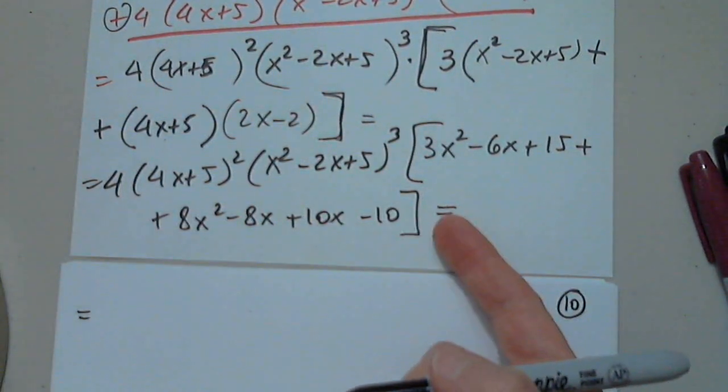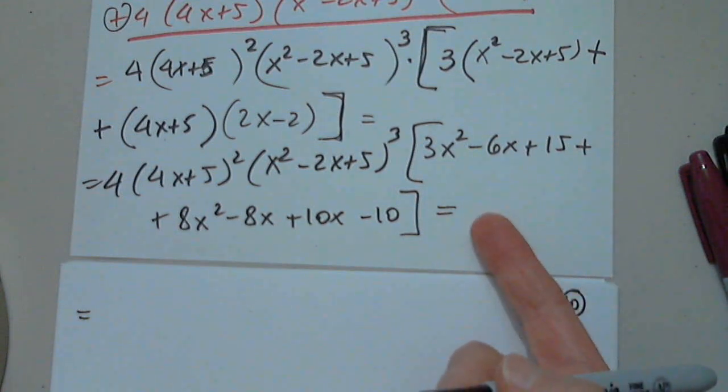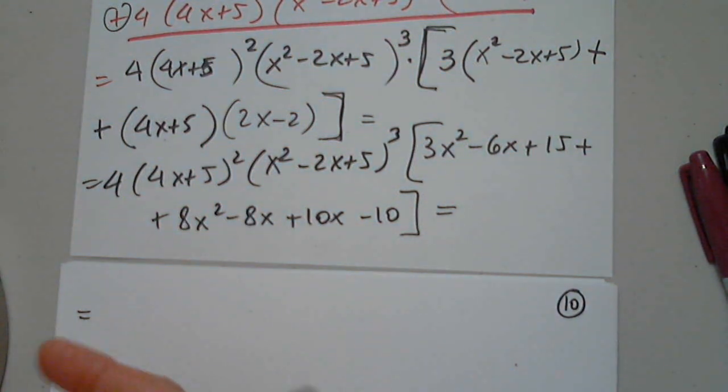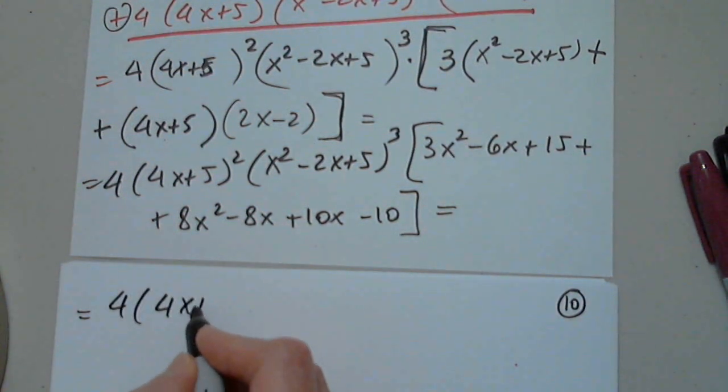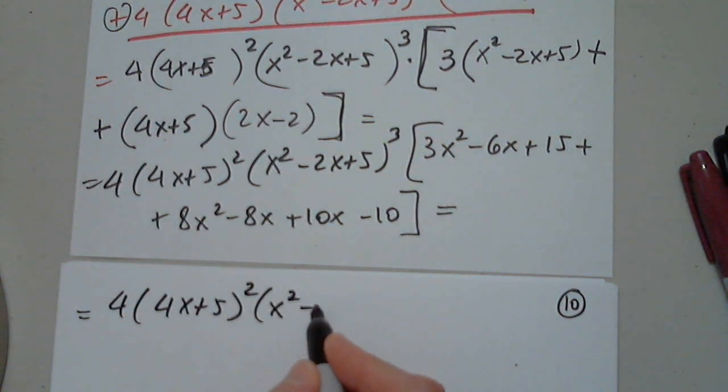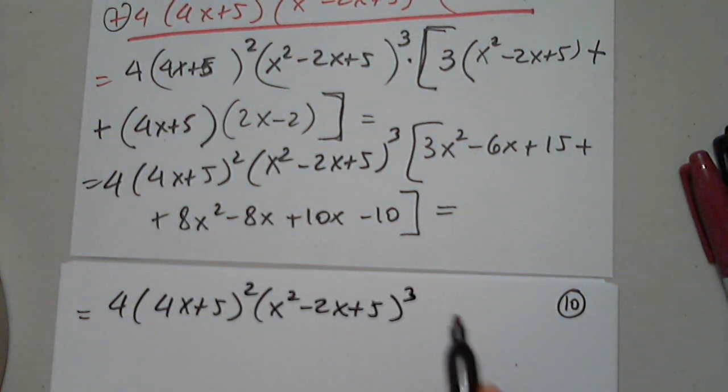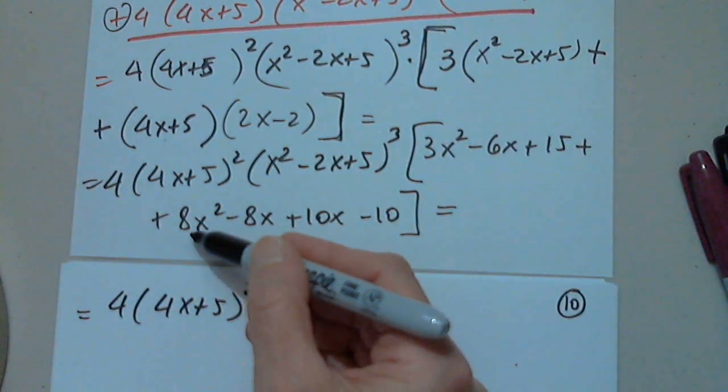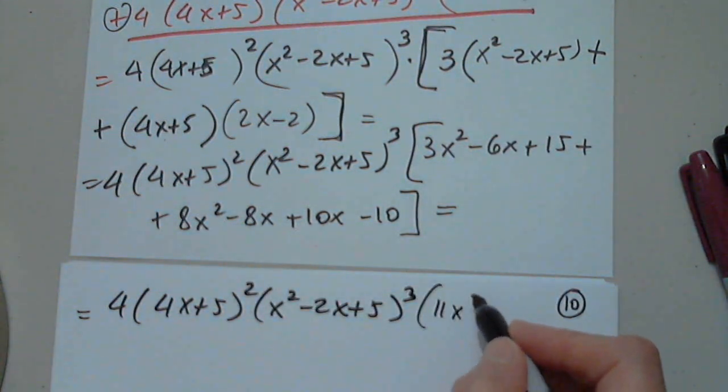Again, they're not two equal symbols. I'm just telling you that I haven't finished. Please follow closely. 4x plus 5 squared, x squared minus 2x plus 5 to the 3rd. I have a 3x squared with 8x squared, 11x squared.